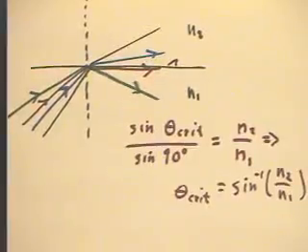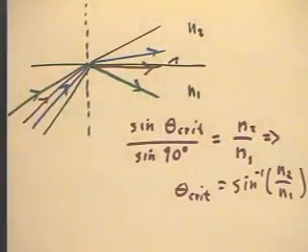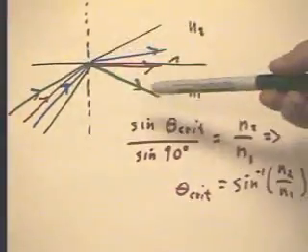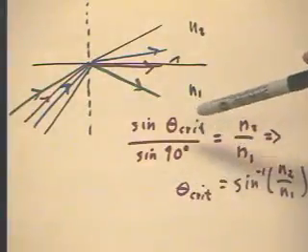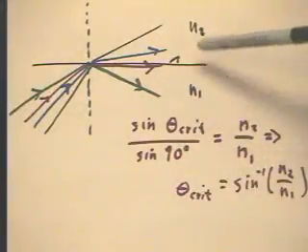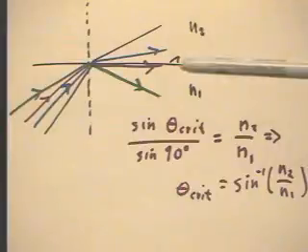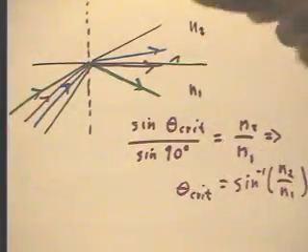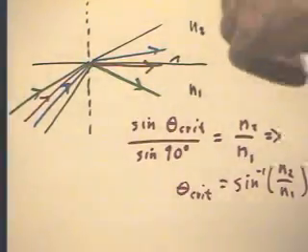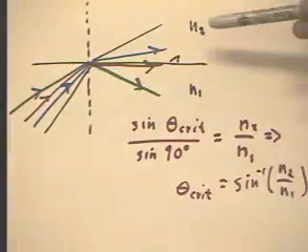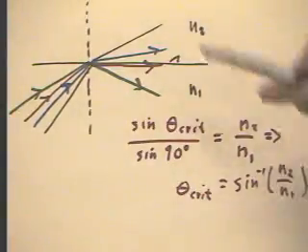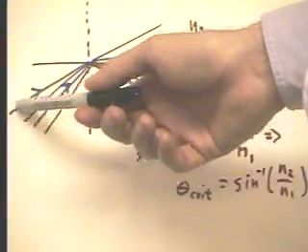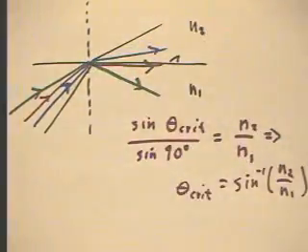But when light goes from a medium where the index of refraction is n1 to a medium where the index of refraction is n2, with n2 less than n1 (I should have written here that n2 is less than n1, but keep that in mind), like light traveling from water out into air.